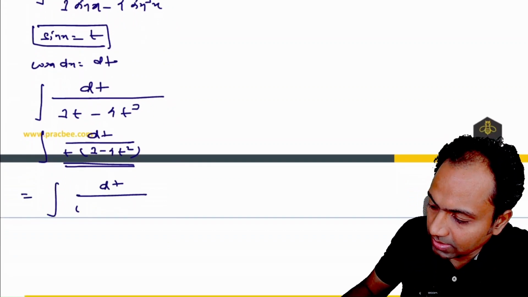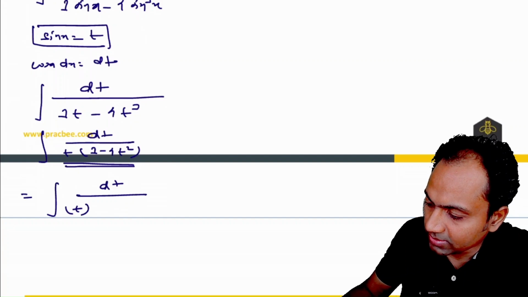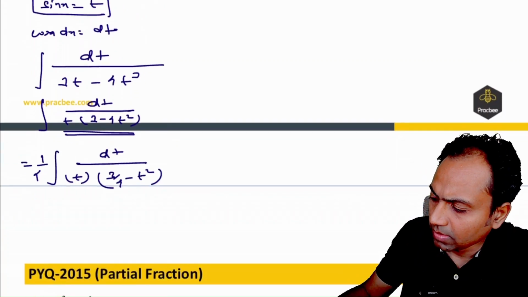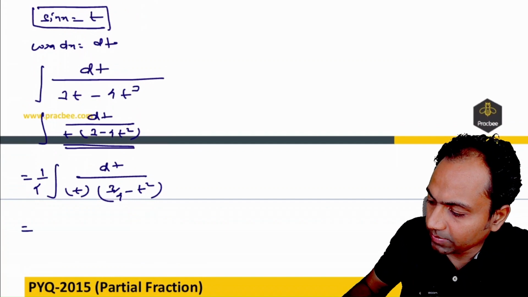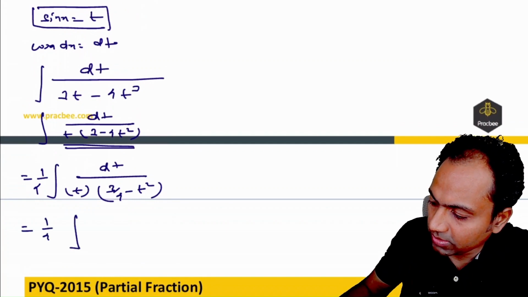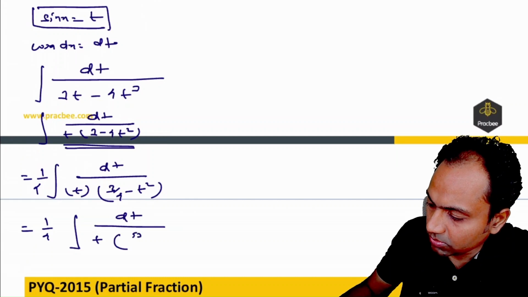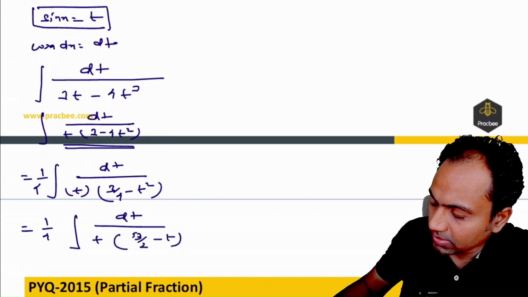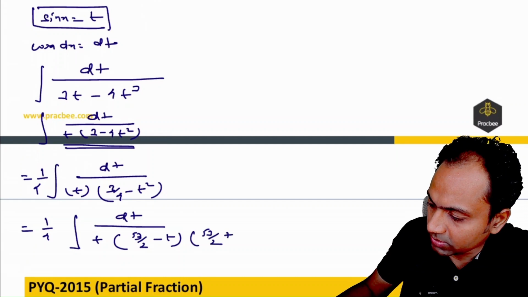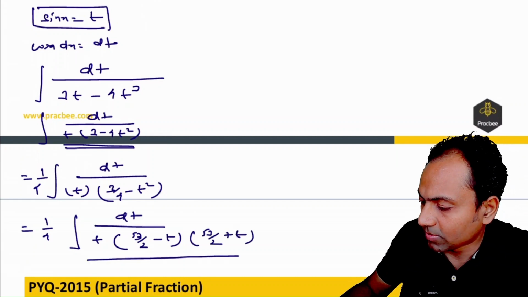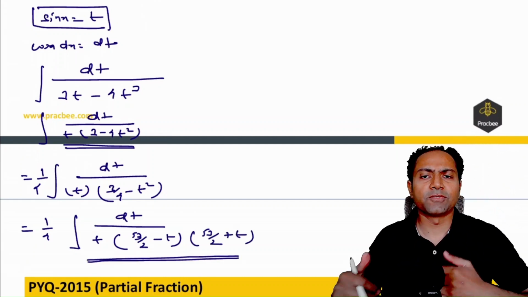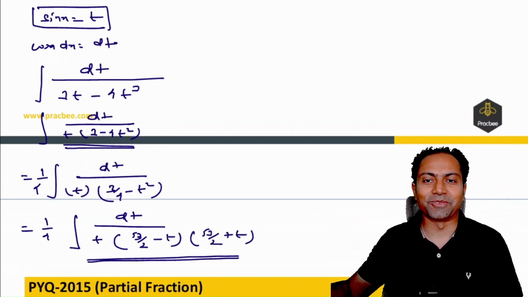This is t, and this can also be factorized. We can take this 1 by 4 common. So this will become 3 by 4 minus t square. And if this happens, this can be written as 1 by 4 integration of dt by t. This becomes root 3 by 2 minus t, and then root 3 by 2 plus t. You can see that now this question becomes a question of partial fraction. Like we solved the question before that, similar way it can also be solved.